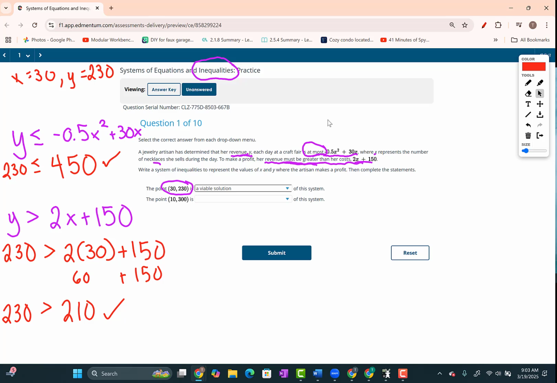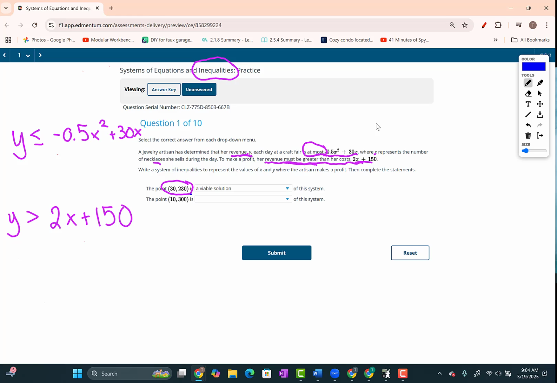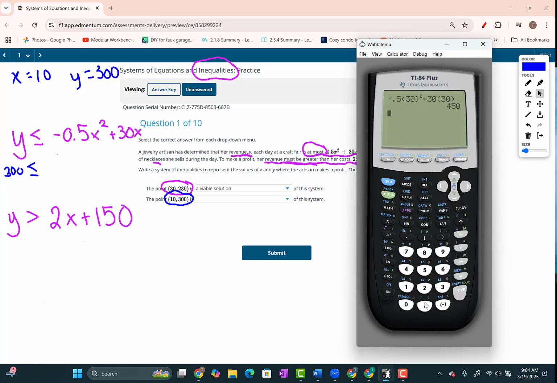Let's check the second point. The second point is (10, 300). So this is where x is 10 and y is 300. So I'm going to replace y with 300, and just like the last time, I'm going to use the calculator. A little trick if you have a graphing calculator is you hit second enter, and it will recall that problem, and I can just type over the 30 and replace it with a 10. Hit enter, we get 250.